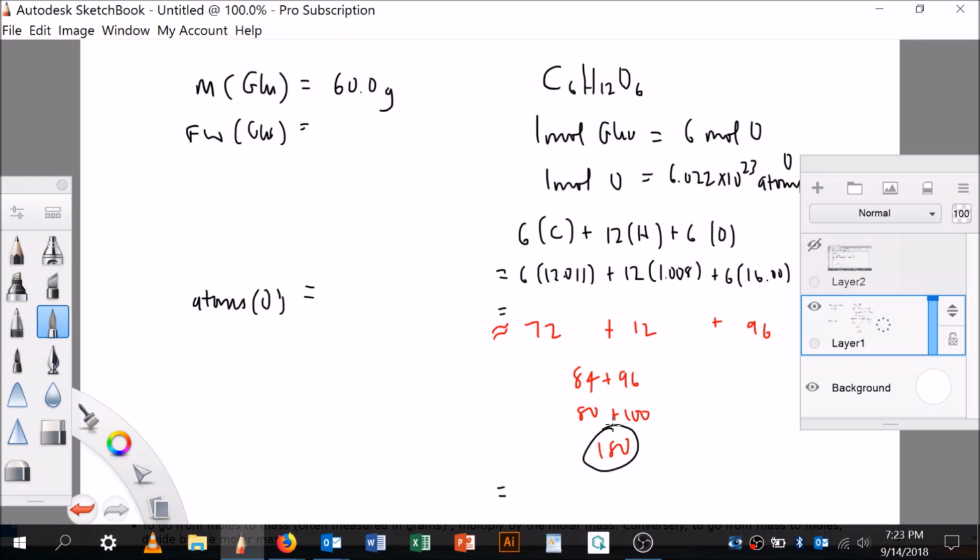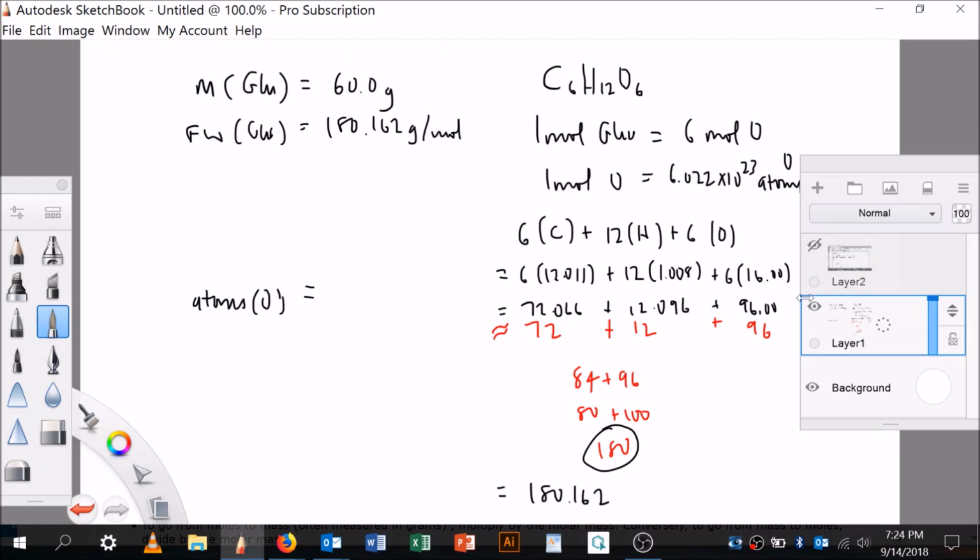I'm going to do this now with a calculator, but it needs to be close to 180. I do that because it's so easy to put something in my calculator wrong. 6 times 12.011 equals 72.066. 12 times 1.008 equals 12.096. And 6 times 16 is 96.00. Adding those up, I get 180.162. All right, that's perfect. That's the formula weight, 180.162 grams per mole.